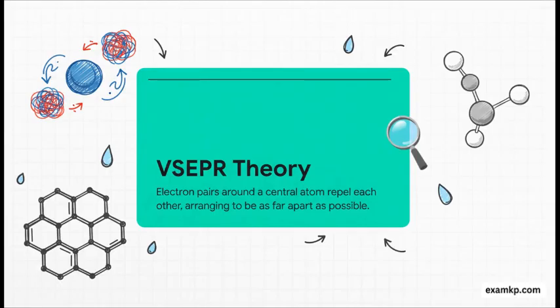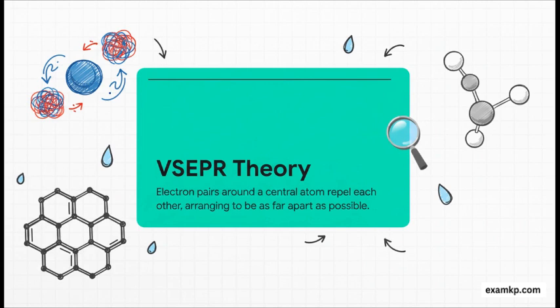Okay, so the official name is VSEPR theory, which I know is a mouthful. But the actual idea behind it is super simple. All the electron groups hanging around a central atom have a negative charge, right? So they push each other away, they repel, and they're always going to arrange themselves in 3D space to get as far apart from each other as possible. That's literally it. This constant pushing is what dictates the final shape of the molecule.